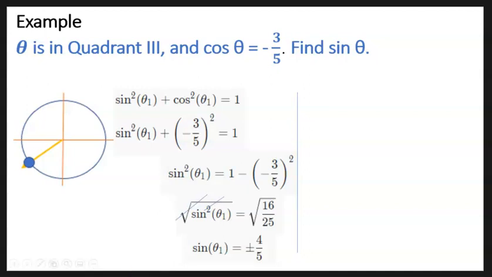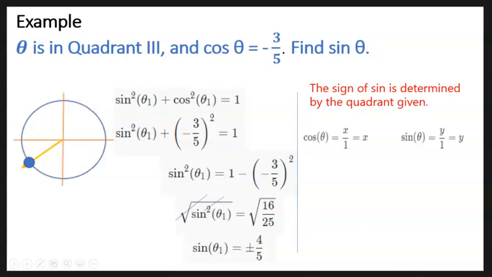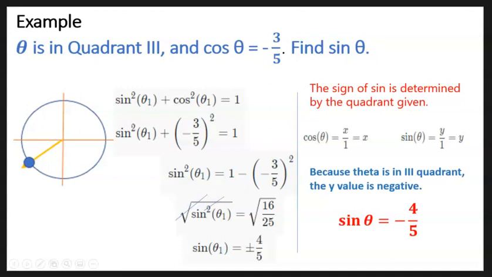Now, the sign of our final answer will be based on the location of the point in our quadrant. So remember, cosine theta is x and the sine theta is y. Therefore, the sign of the y in the third quadrant is going to be negative because you're on the negative y-axis. So our answer is going to be sine theta equals negative 4/5.